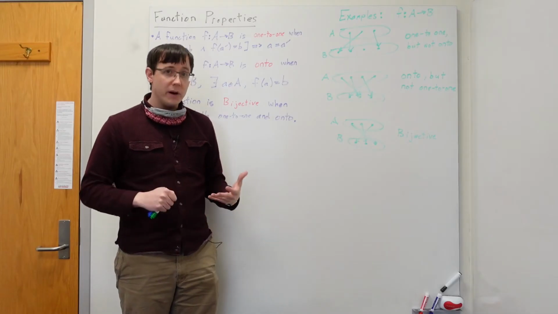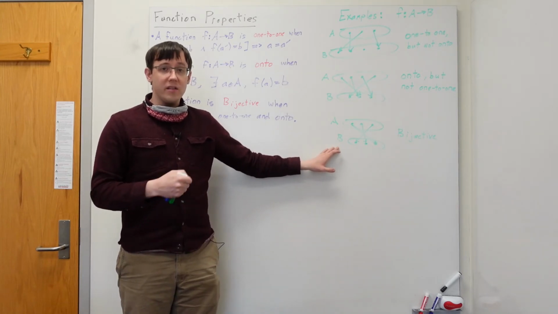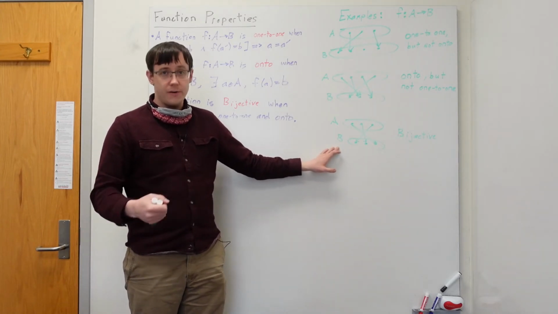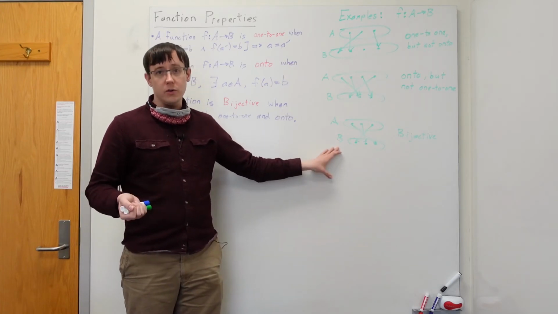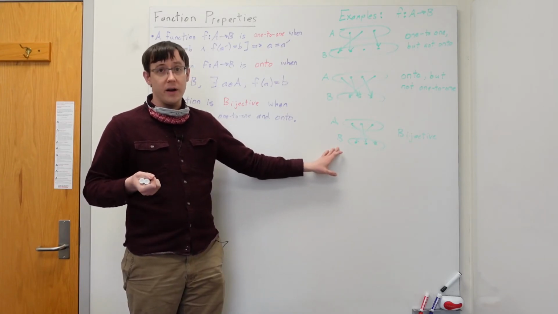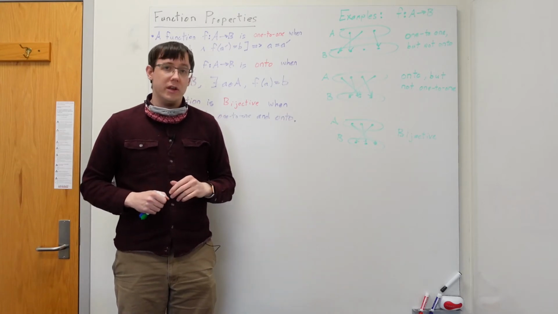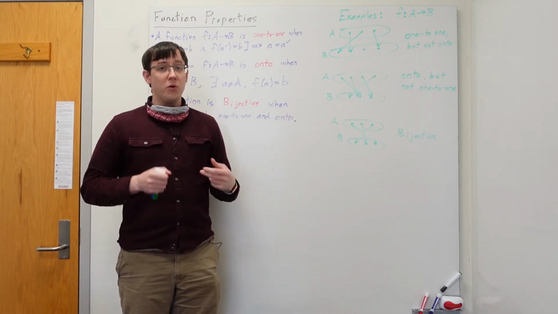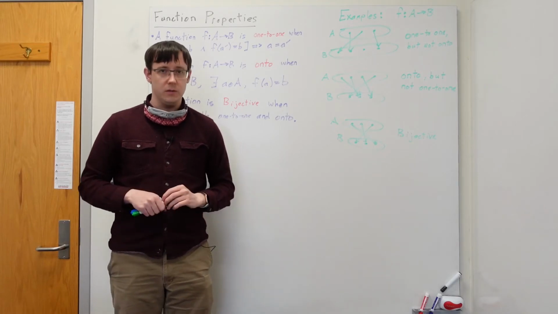So when we're operating on sets that are small enough to draw these pictures, we can easily identify whether a relation is a function and whether a function is one-to-one or onto. But often we will want to think about functions that operate on very large or even infinite sets, and so we should think about how we can, in general, prove that a relation is a function or prove that a function is one-to-one or onto.